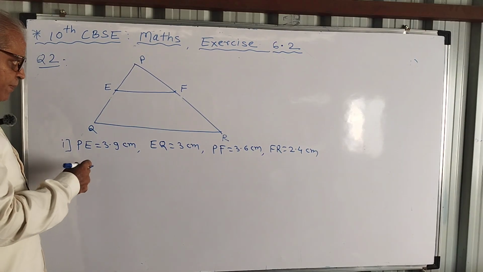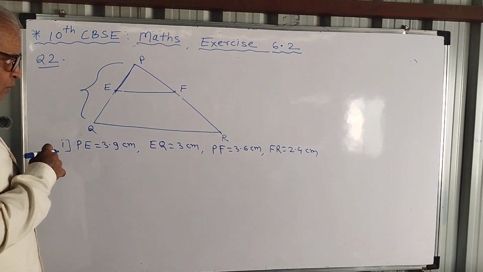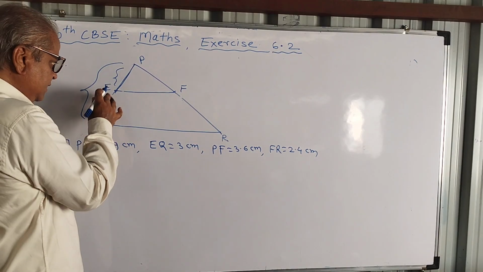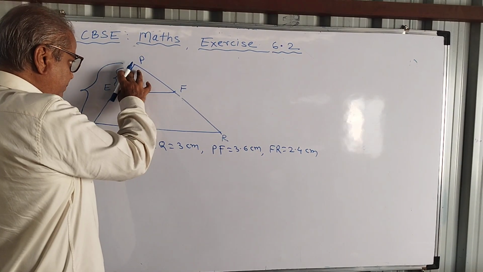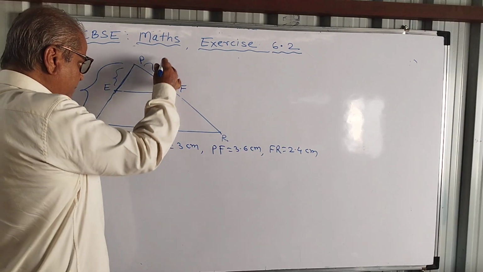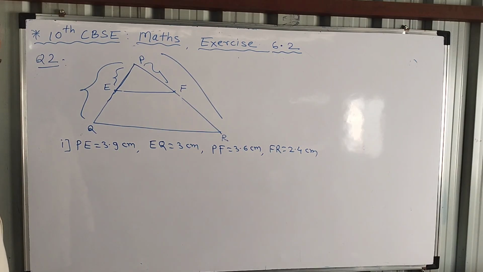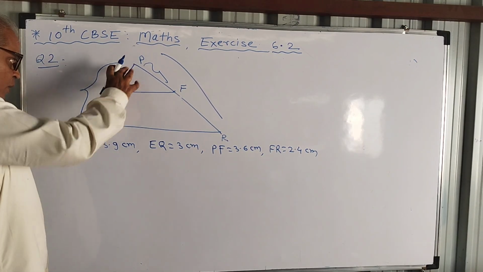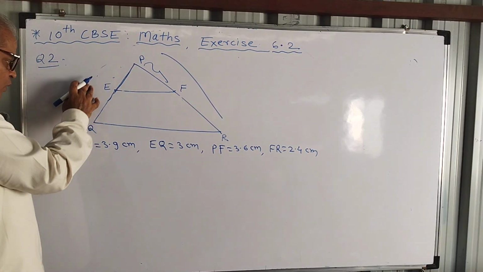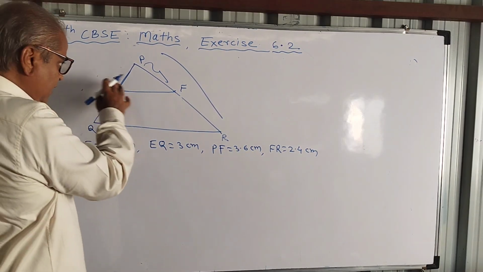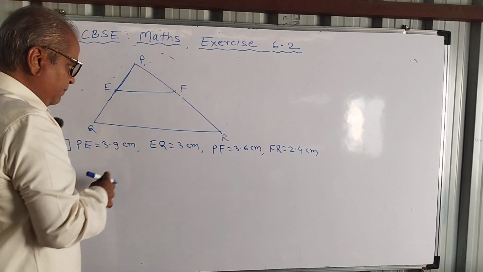Sometimes you can use BPT like this also. PE upon PQ. This short distance upon full side, and here also if you take PE, then here PF upon PR. That is also possible by using BPT. Or PQ upon PE and PR upon PF. So you can do either way.